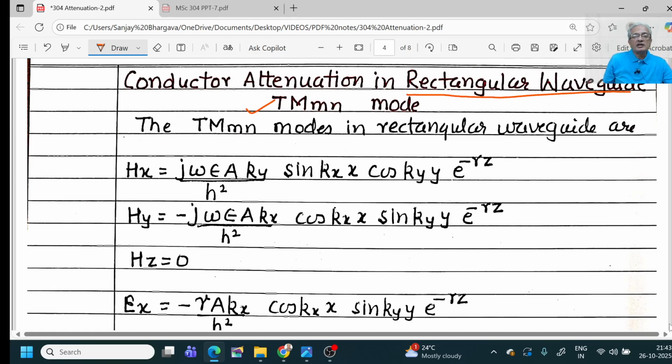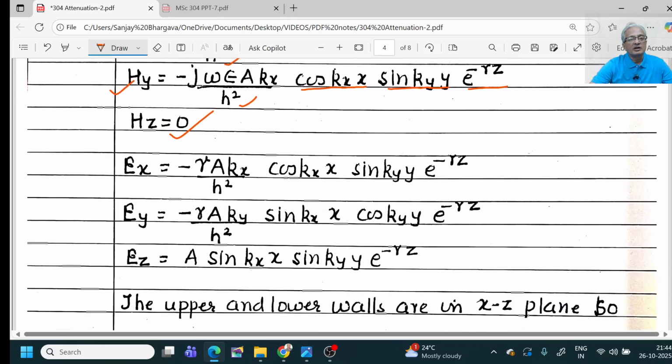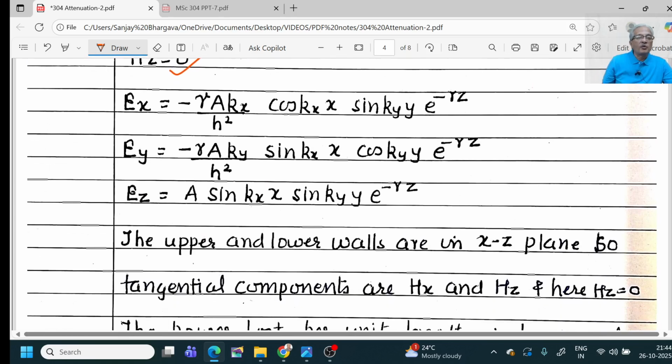The TM modes in the rectangular waveguide are Hx equal to j omega epsilon a ky upon h square, sine of kx x cos ky y e power minus gamma z. Similarly, Hy would be given by minus j omega epsilon a kx upon h square cos kx x sine of ky y e power minus gamma z. For TM modes, Hz is supposed to be 0. These modes already have been calculated by us in the video on waveguides.